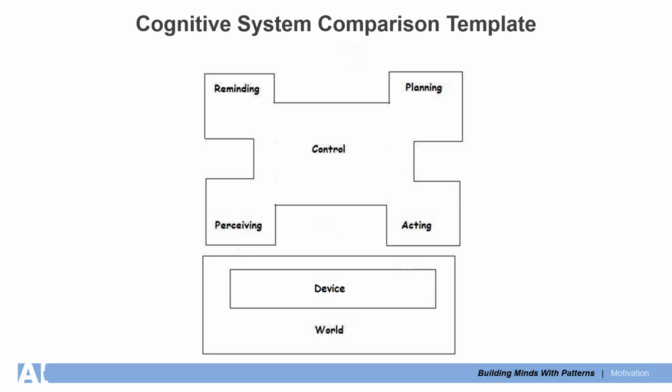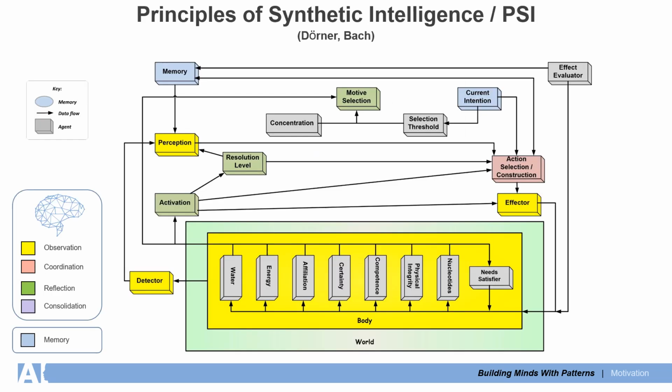In order for us to study cognitive systems, we have to align them so that their elements are comparable. The characteristics among cognitive systems that seem important are the ability to perceive information from a device, the ability to be reminded of prior events and situations, the ability to create, retrieve, select, and execute actions. These general regions are depicted in the comparison template, and the cognitive systems we study will be laid out accordingly.